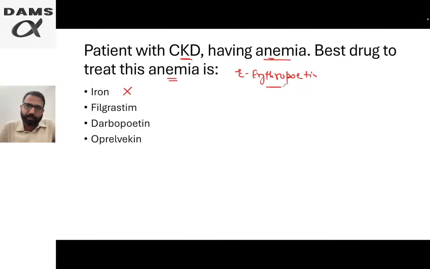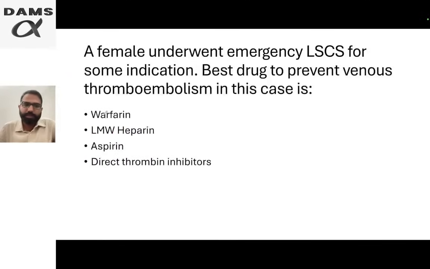So what is the correct answer in this case? We use darbepoetin. Because filgrastim is the drug for neutrophils, for granulocytes, for agranulocytosis. Grastim means granulocyte stimulator. Oprelvecin is interleukin, that is for platelets. So the correct answer in this case will be darbepoetin. I hope there is no confusion in this question. Everybody has got the correct answer. Darbepoetin is the correct answer. Okay, so let's see the next question.